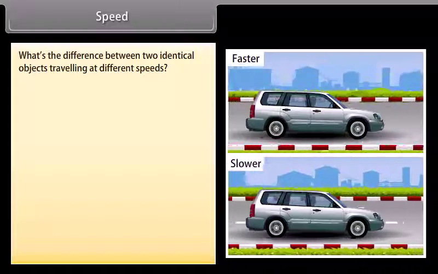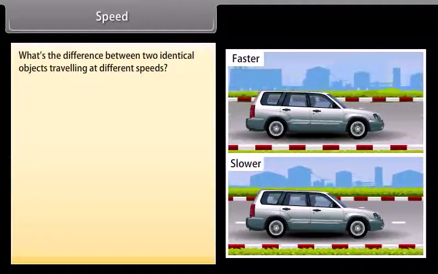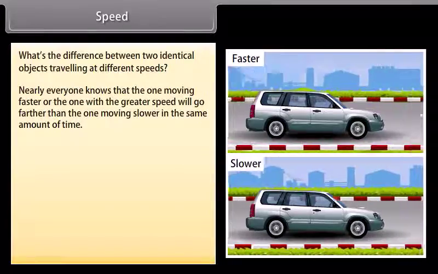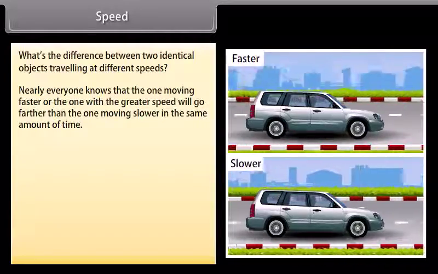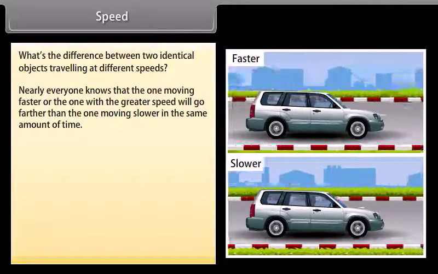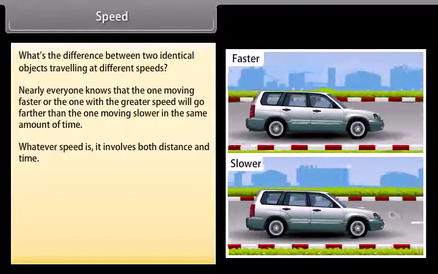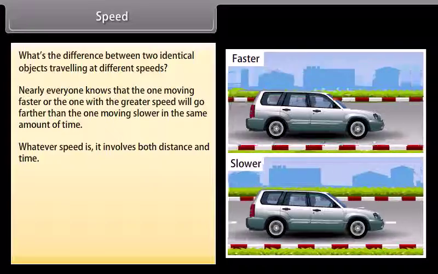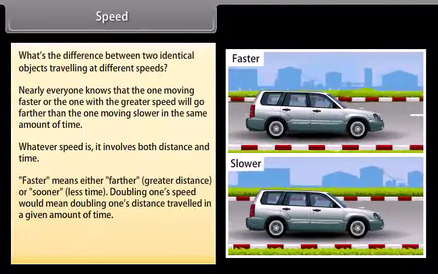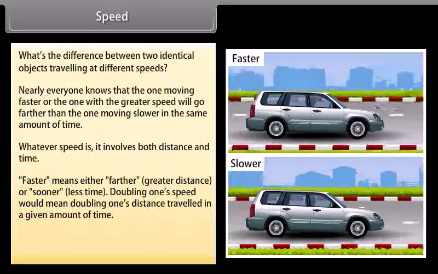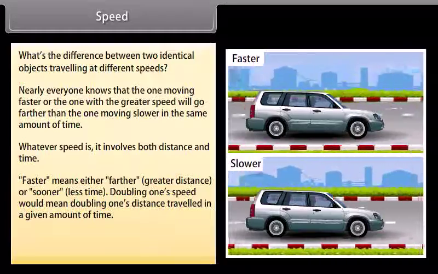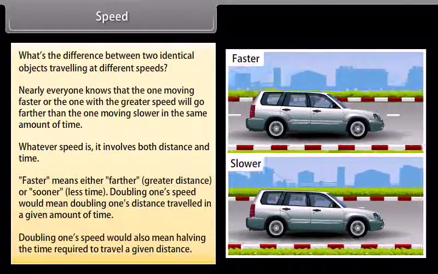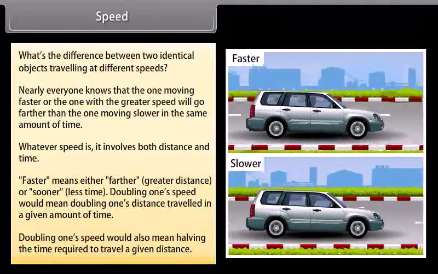Speed. Now can you tell the difference between two identical objects traveling at different speeds? Nearly everyone knows that the one moving faster, or the one with a greater speed, will go farther than the one moving slower in the same amount of time. Whatever speed is, it involves both distance and time. Faster means either farther, greater distance, or sooner, less time. Doubling one's speed would mean doubling one's distance traveled in a given amount of time. Doubling one's speed would also mean halving the time required to travel a given distance.